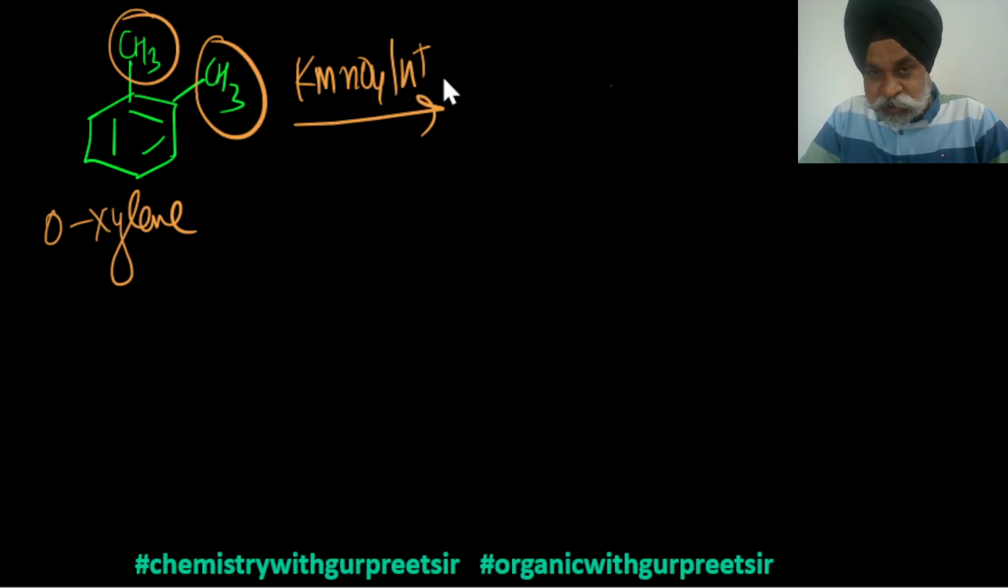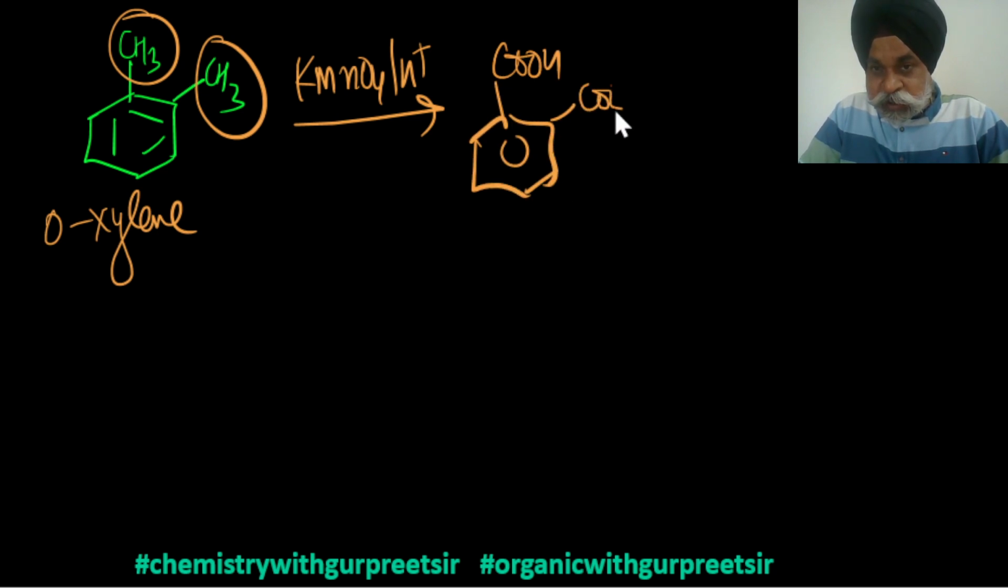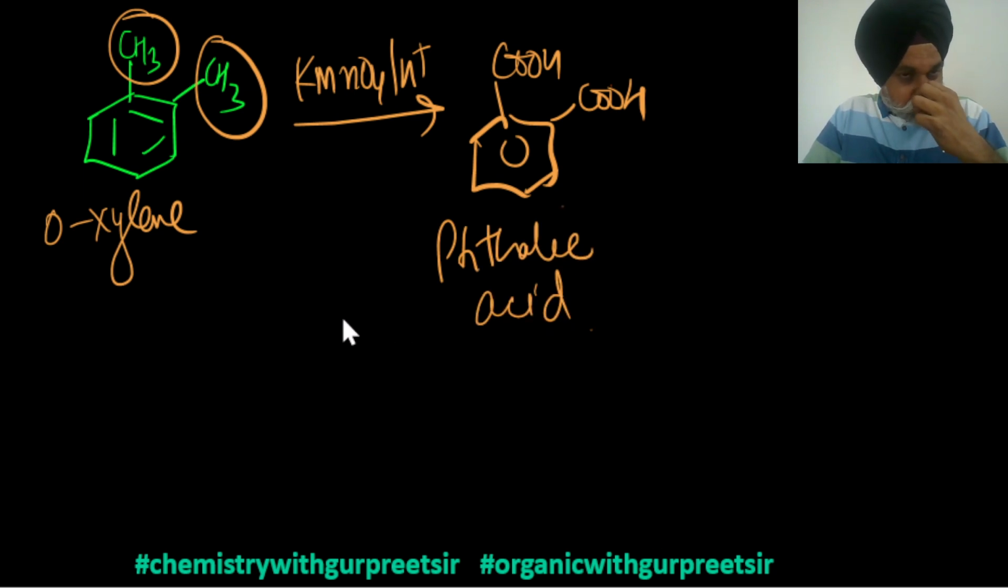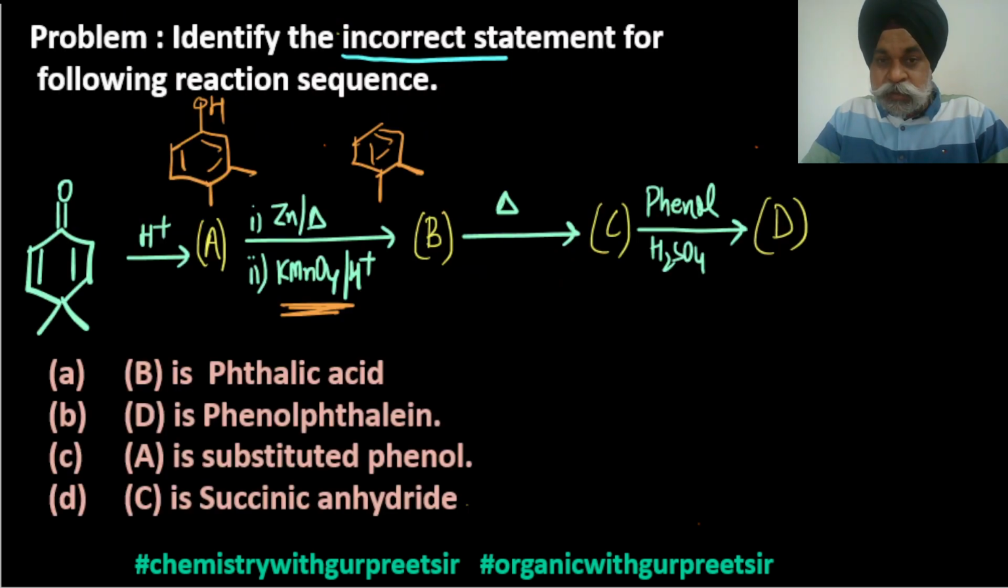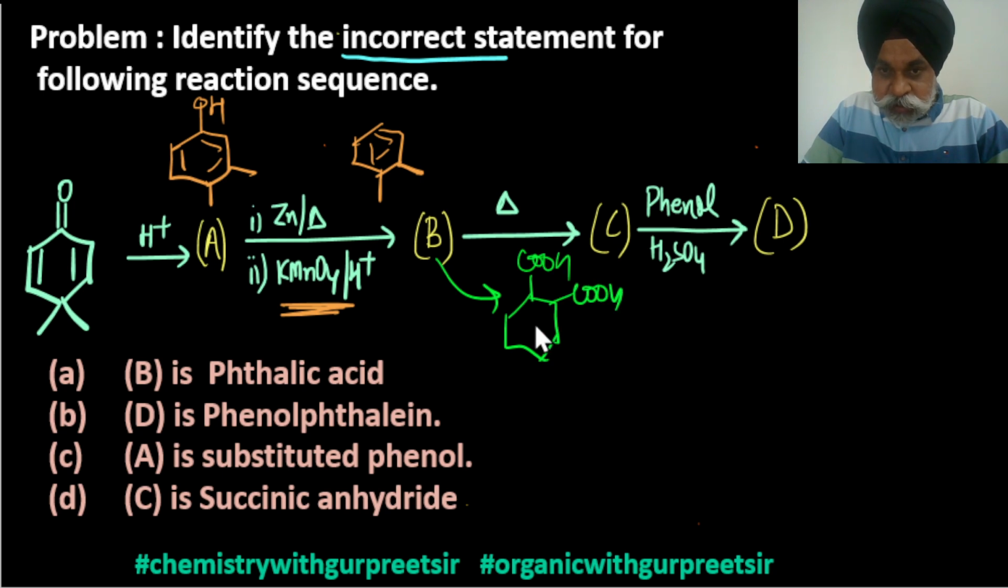has benzylic hydrogens here and here. So this would convert into a dicarboxylic acid, which we commonly say to be phthalic acid. So you are going to get phthalic acid as one of the products in the reaction sequence. So where have we reached? This B shall then be phthalic acid. This would give you phthalic acid because both of these CH3 got converted into COOH groups.